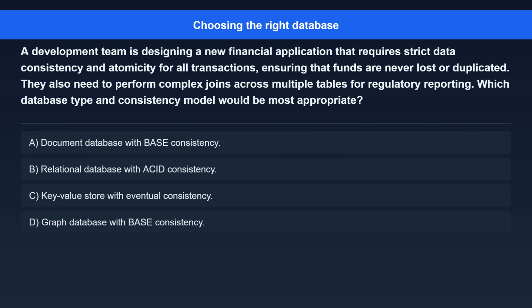Question 7. A development team is designing a new financial application that requires strict data consistency and atomicity for all transactions, ensuring that funds are never lost or duplicated. They also need to perform complex joins across multiple tables for regulatory reporting. Which database type and consistency model would be most appropriate? Option A, document database with BASE consistency. Option B, relational database with ACID consistency. Option C, key value store with eventual consistency. Option D, graph database with BASE consistency.